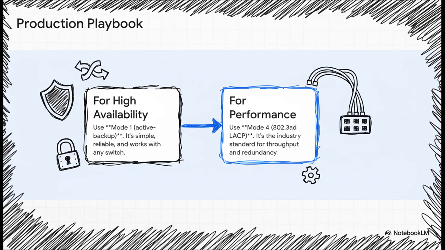So let's distill all this down into a simple, practical playbook. What should you actually use? Honestly, for about 99% of cases, it comes down to just two choices. If all you need is simple, rock-solid failover, and you want it to just work with any hardware, use Mode 1, Active Backup. But if you're in a production environment and you need both performance and redundancy, the answer is almost always Mode 4, LACP. It's the standard for a reason.